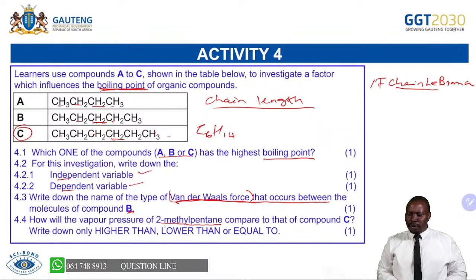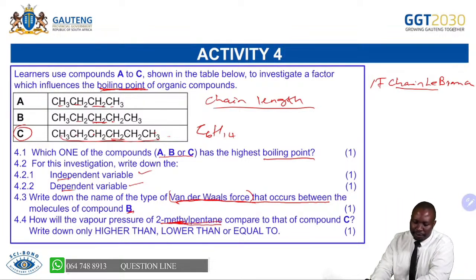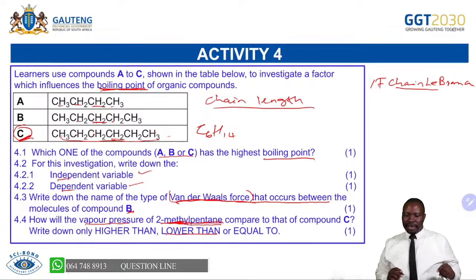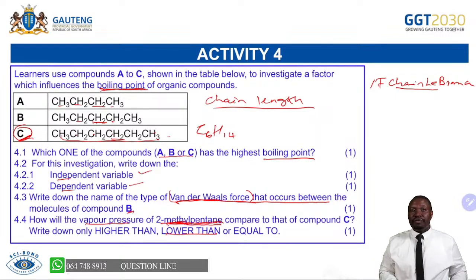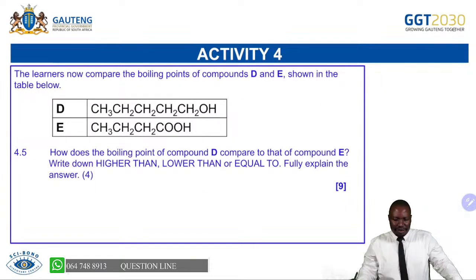So now you are able to see 2-methyl pentane and hexane. Immediately when we have a branch, the strength of intermolecular force decreases. And when the strength of intermolecular force decreases, this is how you answer the question: the vapor pressure of 2-methyl pentane is lower than that of C, which is hexane. It's lower because this one has weaker intermolecular forces since it has a branch. Hope we got that. Let's look at finishing that activity.